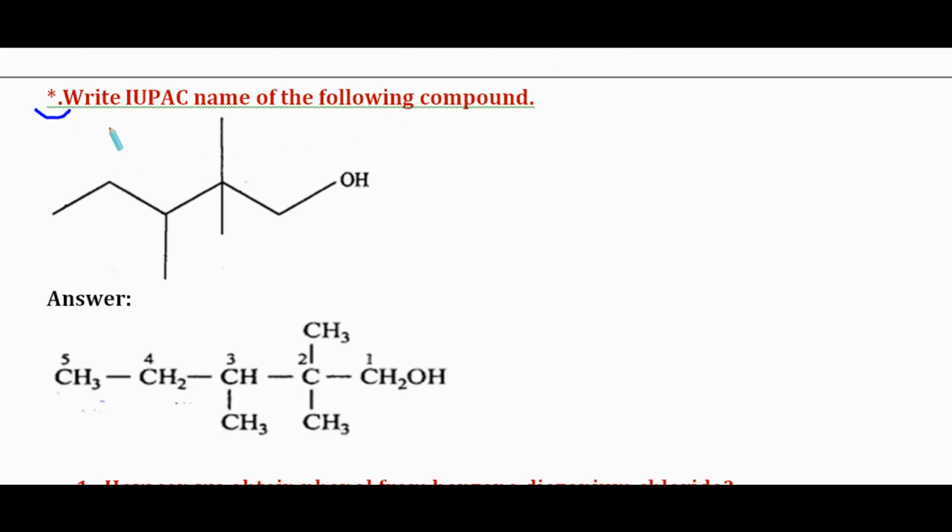The next question is, write the IUPAC name of the following compound. Here the functional group is OH. This is position 1, position 2 of the chain, third position, 4 position, and this is the fifth position. This is OH, OH, and here CH2.